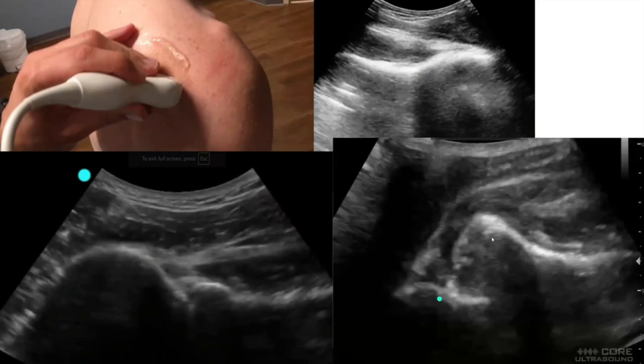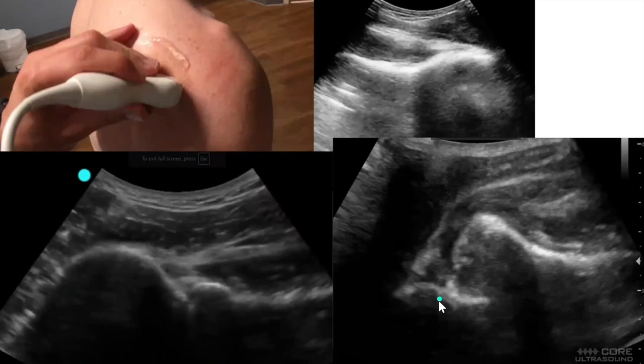And this is what it looks like when there's a dislocation. So again, your probe is on the posterior part of the shoulder. So this is posterior and this is anterior. So in this case, your humerus head is all the way down here, and this is that glenohumeral joint. So this is an anteriorly displaced humeral head, and this is enough to have your diagnosis.